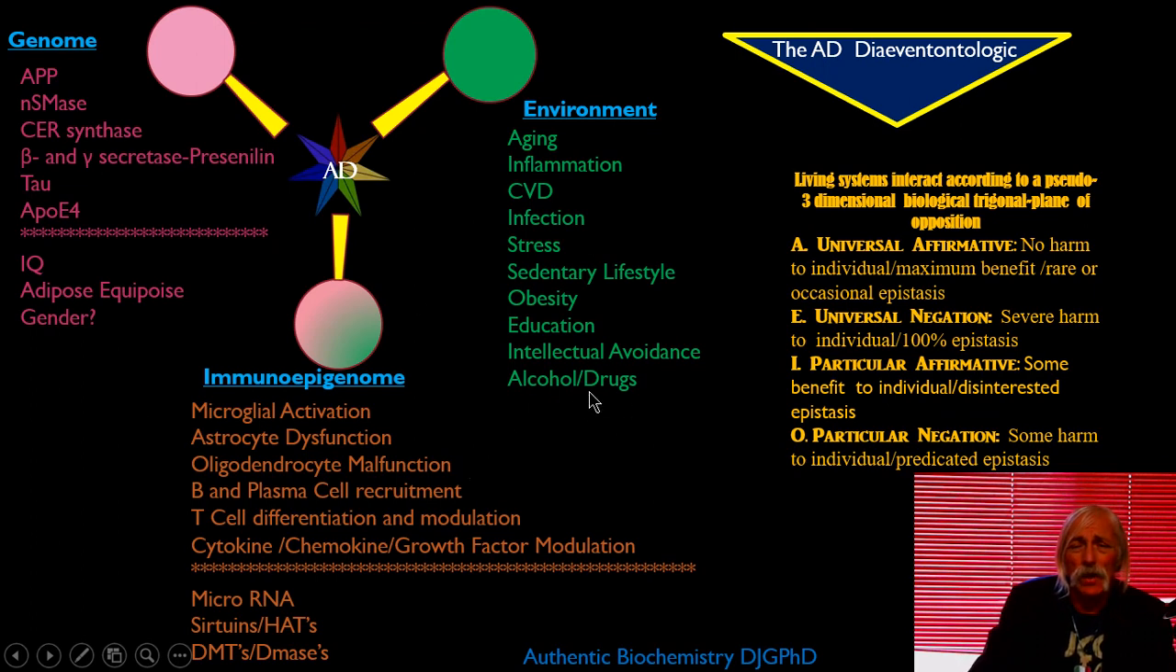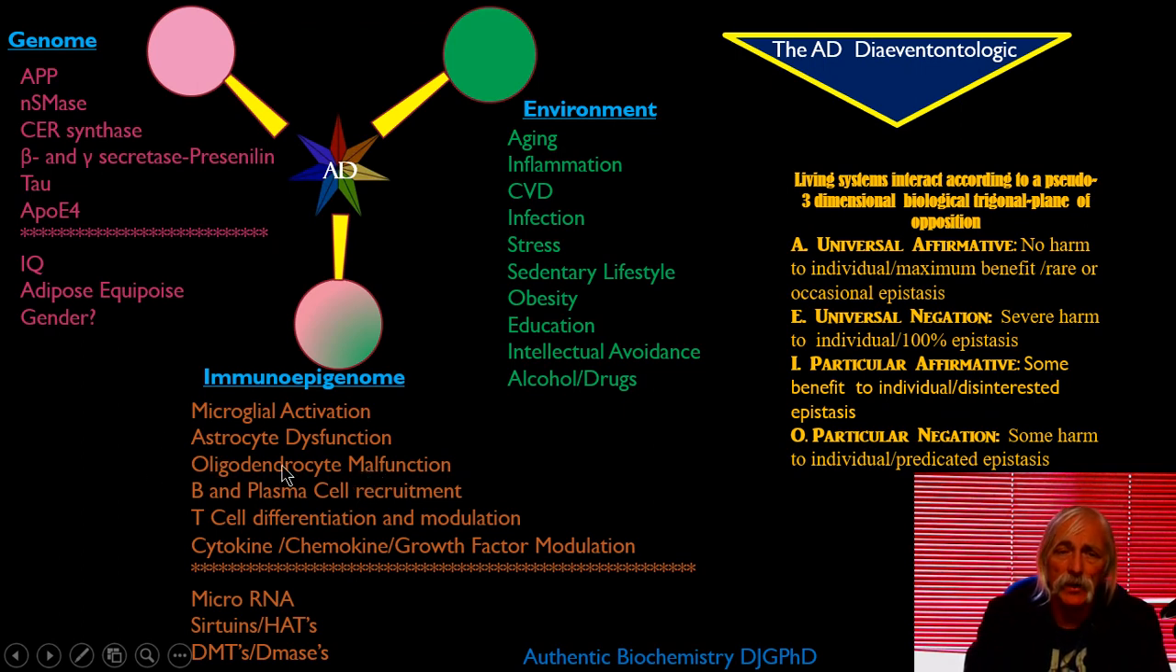Alcohol and drugs, that is, more excessive use of alcohol throughout life, more excessive use of recreational or even pharmaceutical drugs, which alter the central nervous system or peripheral nervous system, can also lead to pathways that enhance the Alzheimer's disease diaeventontologic. Then finally, the immunoepigenome, which we're going to finally end up talking about soon.